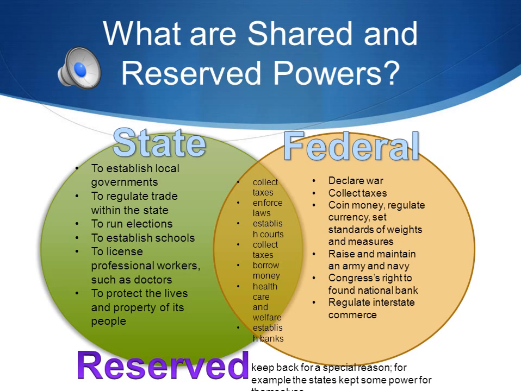So what are shared and reserved powers? Well, reserved means to keep back for a special reason. The states keep some power for themselves. So the states can have some of their own power distinguished from the federal government. I created a little Venn diagram is what we call this. And where the 2 circles overlap is where they share power and responsibility. So where it's separate is where each group does its own thing.